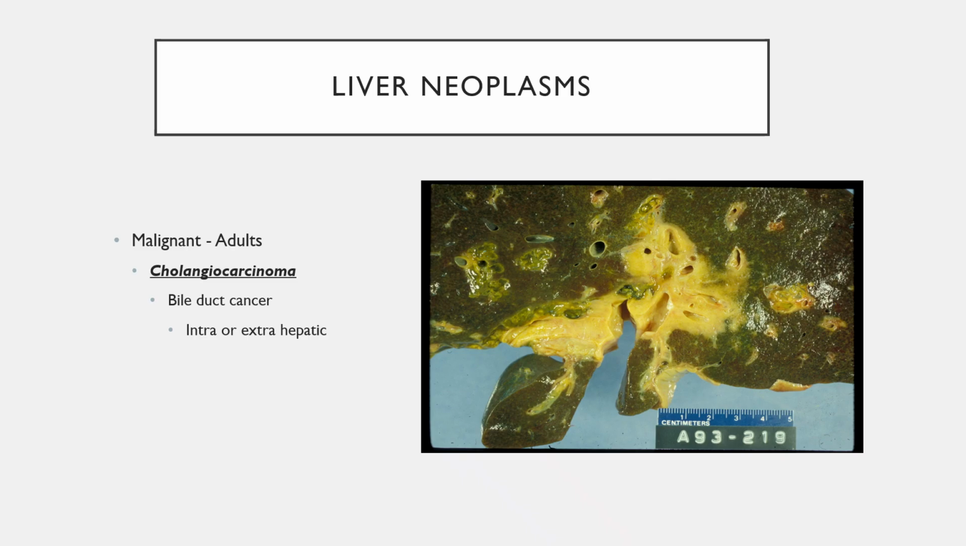These tumors can develop intrahepatic, within the liver, or extrahepatic, meaning involving larger bile ducts outside the liver. If you ever hear the term Klatskin tumor, that refers to a tumor at the hepatic duct bifurcation, a favorite pimp question in pathology circles.